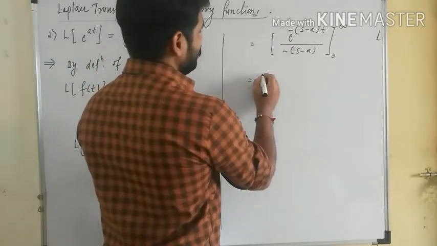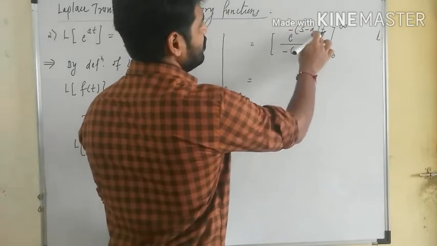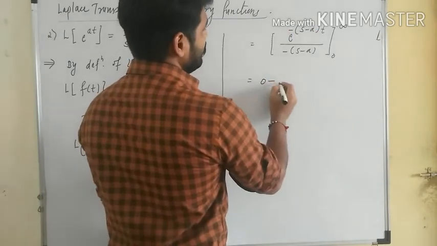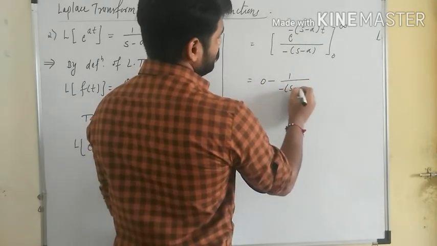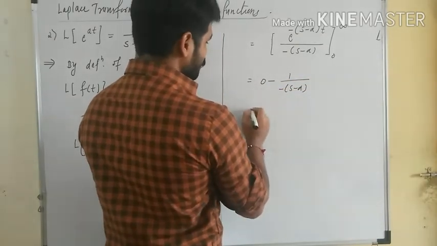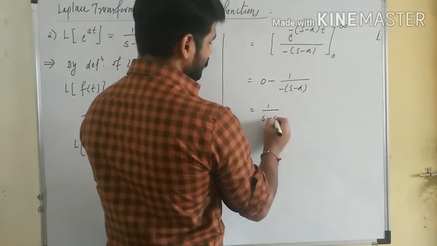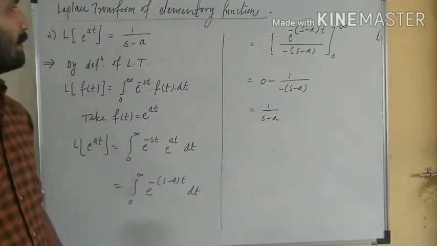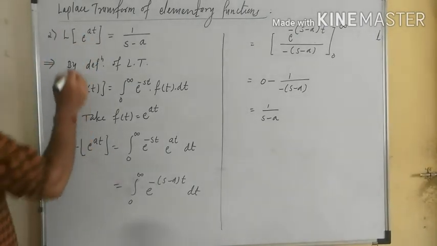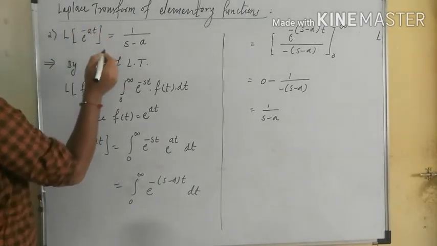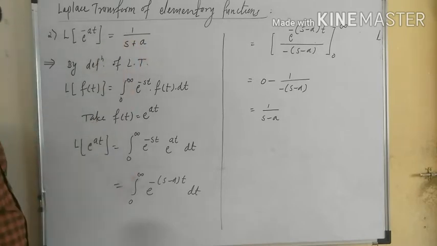So if we put the upper limit, we get e raised to minus infinity, that is 0, minus e raised to 0, that is 1, upon minus (s minus a). So this minus minus will give plus 1 upon s minus a. So this is your required Laplace transform of e raised to at. Similarly, we can find the Laplace transform of e raised to minus at. That is nothing but 1 upon s plus a.